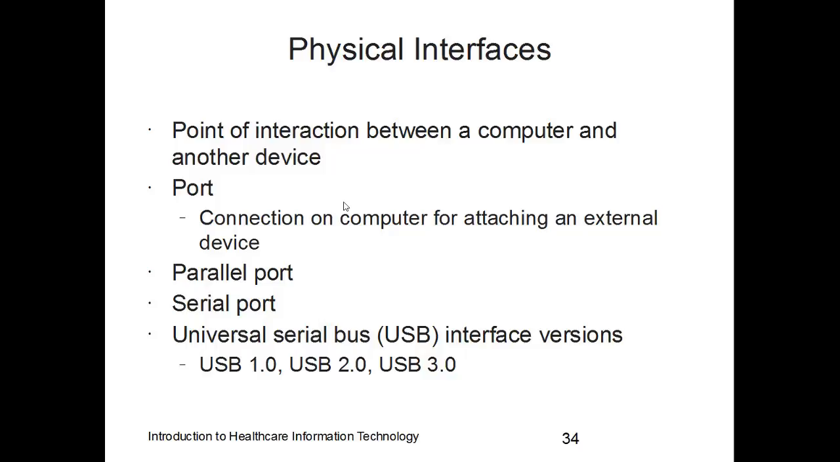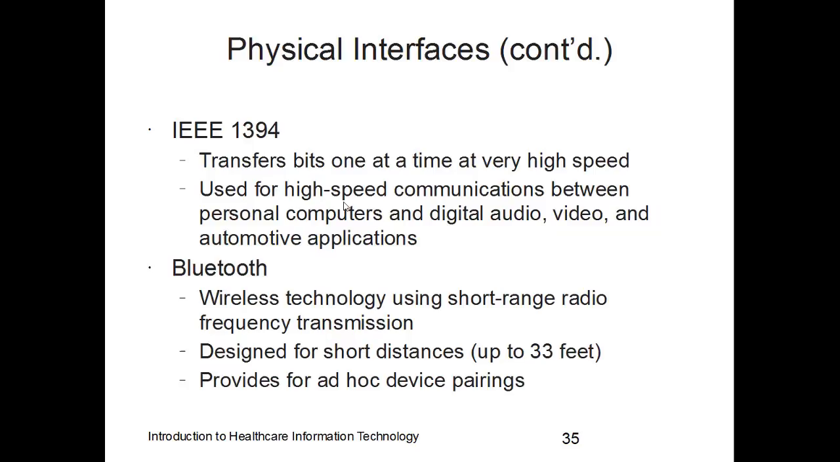And the USB interface will have multiple versions, either 1.0, 2.0, or 3.0. You also have IEEE 1394. This type of connection will transfer bits one at a time at very high speed. And this is used for high-speed communications between personal computers and digital audio or video or automotive applications, such as a hard drive or a digital camcorder, for example.